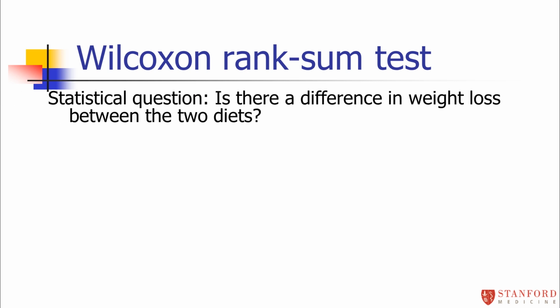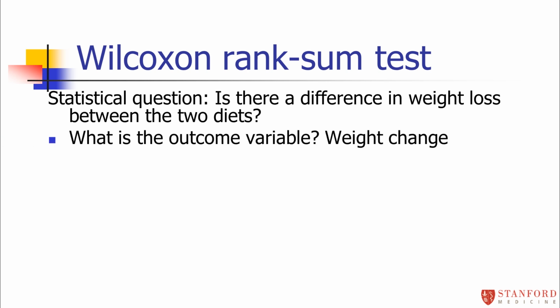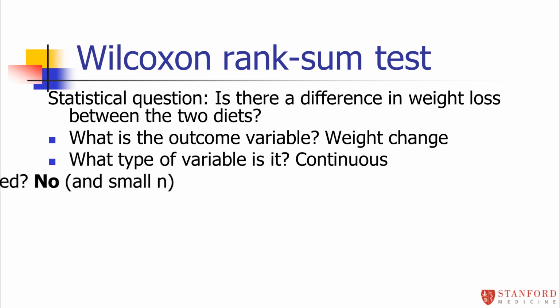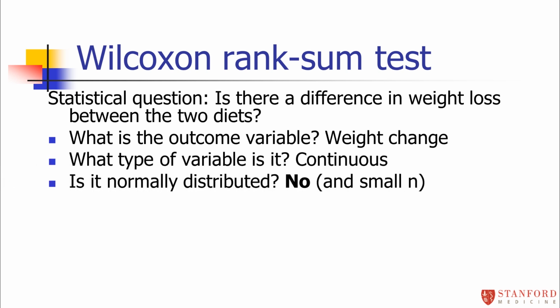So we want to know if there's a difference in weight loss between the two diets. The outcome variable is weight change. It's a continuous variable. However, it is not a normally distributed variable. If you look at those histograms, there's a huge left tail for diet 1. So it might have been normally distributed, but we had that one outlier which made it a non-normal distribution. We have a small n, only 10 in each group, so we have to worry about the normality assumption here. A t-test is not going to be appropriate here.